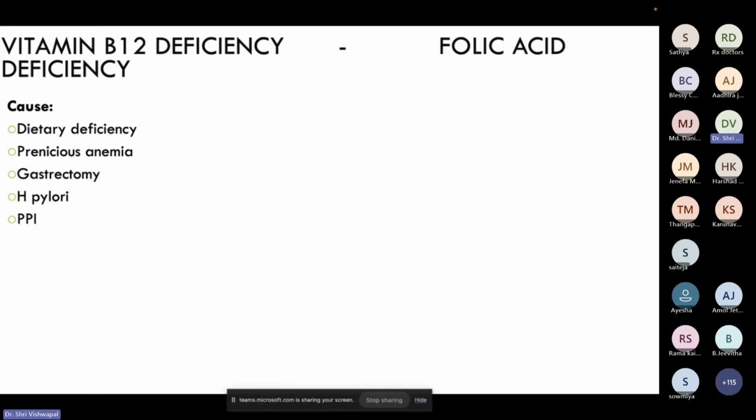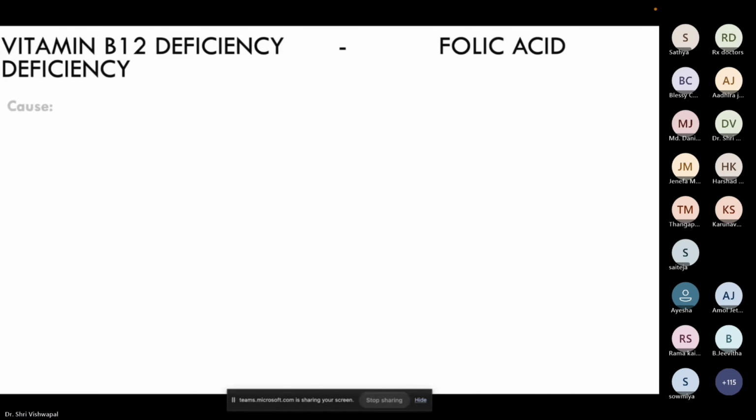So the next one is vitamin B12 deficiency and folic acid. Why are these in the same slide? It's because it's really difficult to differentiate whether it is folic acid deficiency or vitamin B12 deficiency. So I'll explain how we differentiate between these two.